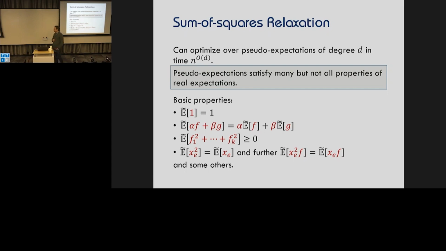And finally, we will require that the pseudo expectation of XE squared is equal to the pseudo expectation of XE. This is a valid constraint because XE are supposed to be indicator 0, 1 variables, and if XE takes only values 0 and 1, then of course this is true.